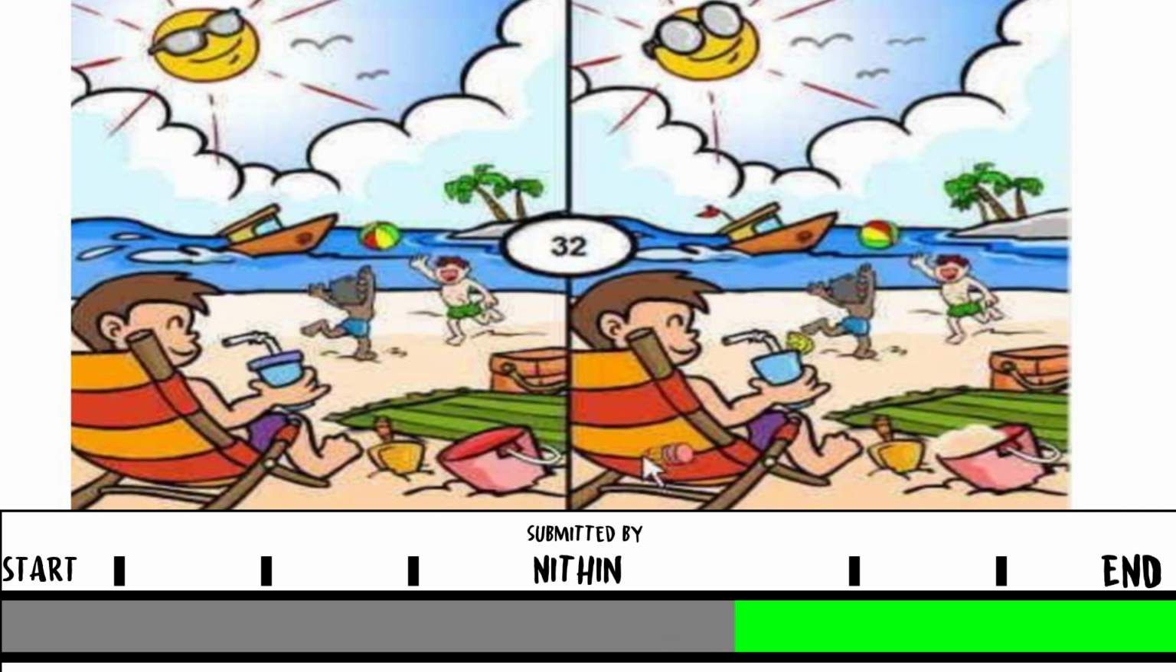Sixth one, the tree is missing in the first picture. Seventh one, a coconut is missing before the boy's leg in the first picture. And the last one is the shape of the handball is changed in the first picture. Thank you, ma'am.